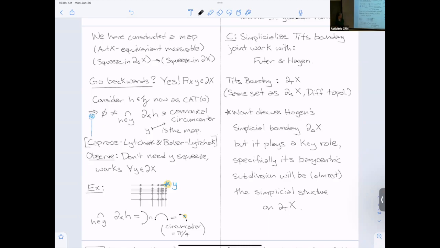And here's an example. I'm back to Z squared. I have that point in the corner. So all of the visual boundaries, the half spaces that contain y, are the ones pointing to the right and the ones pointing up. The ones pointing to the right have a semicircle as their visual boundary. The ones pointing up have a different semicircle as their visual boundary. And then their intersection is a quarter circle, and its circumcenter is π/4. So the map here would take y to π/4, where π/4 is the point in the circle as the CAT(0) boundary of R^2.